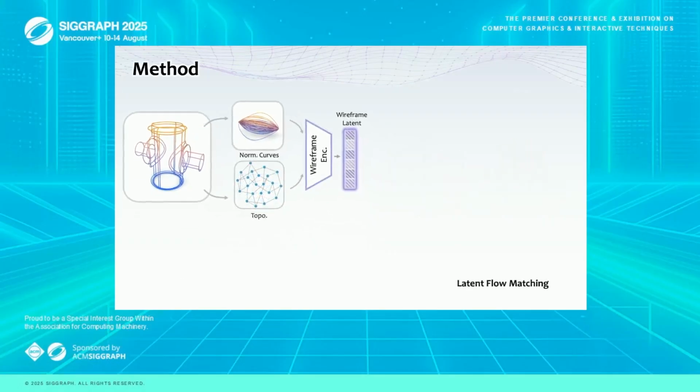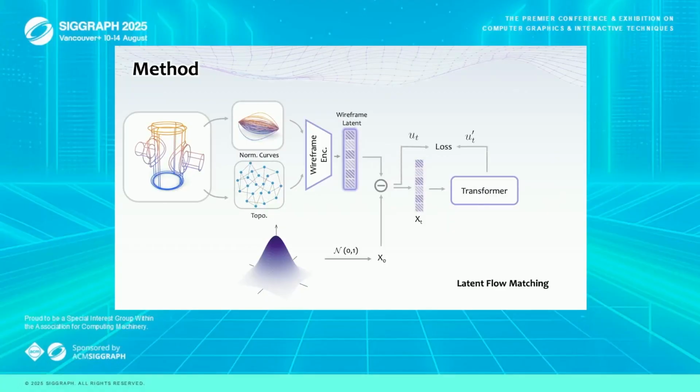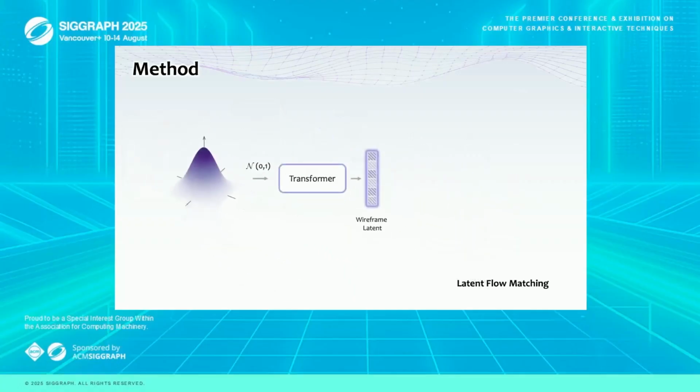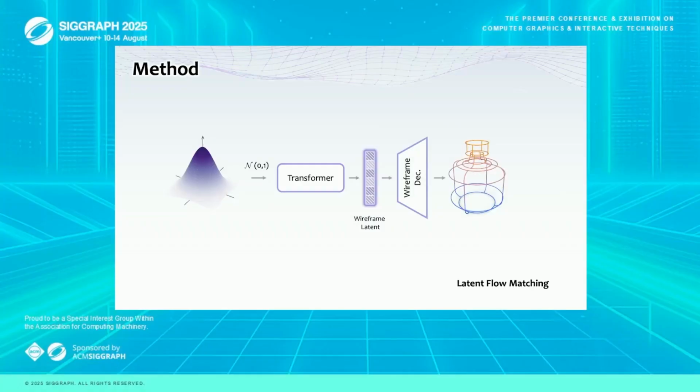So after obtaining the wireframe's latent, we further introduce the latent flow matching to model the mapping between the latent space and a Gaussian distribution. Once training is complete, we can sample a Gaussian noise and use the transformer to map it into a wireframe latent. Finally, this latent is decoded into a full 3D wireframe, capturing both geometry and topology.